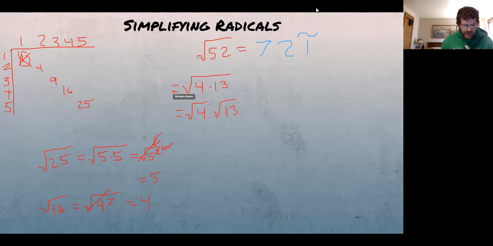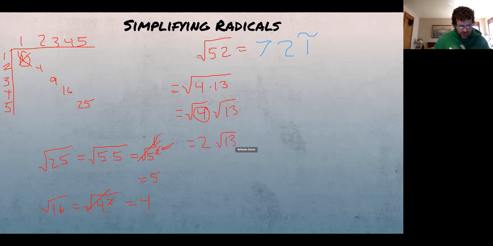Now, why did I do that? Well, I did that because 4 is a perfect square. And I already know that the square root of 4 is what? 2. Very good. Thank you. So I can rewrite this as 2 times the square root of 13.